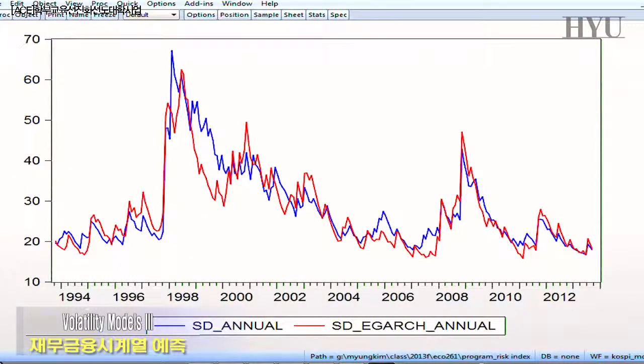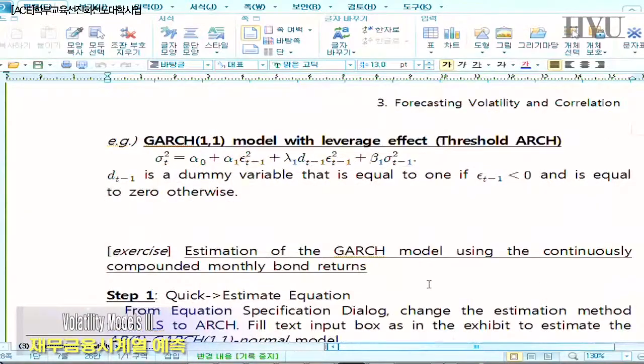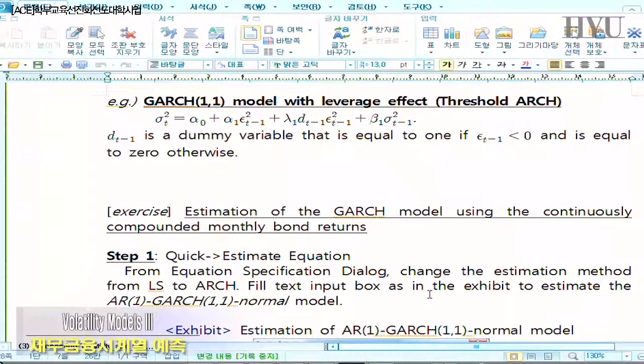The last model I want to show you is something known as the GJR model, named after three researchers in this area. We also call it threshold ARCH, or GARCH(1,1) with the leverage effect. Basically, if you look at the variance equation, it has the same structure up to here, except this one.